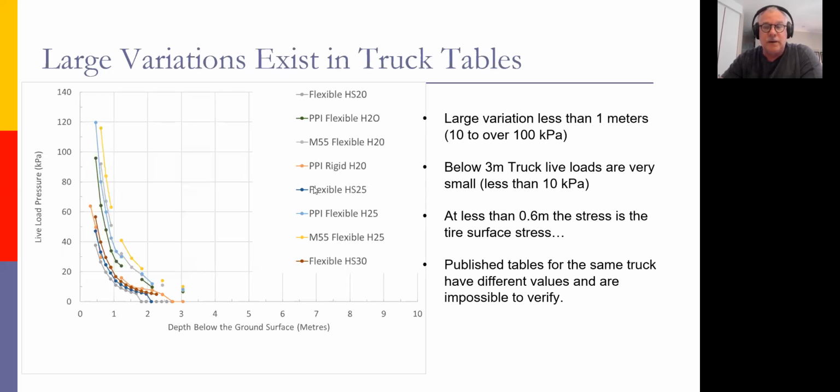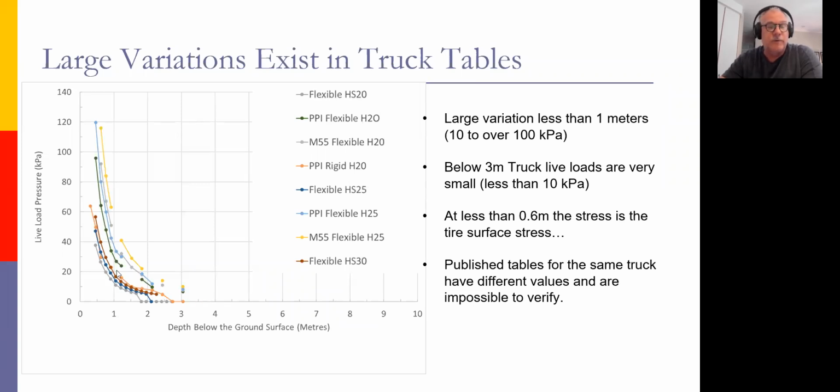So instead of necessarily specifying a methodology, what you may want to do is specify a table of values so that everybody's going to be using the same values for the same specification. So again, if you look at PPI and M55, you'll get completely different numbers. So what do we start to see from these different types of truckloads? Once you get down to 3 meters, you're at 10 kPa or less. So at 3 meters, they basically go to 0.